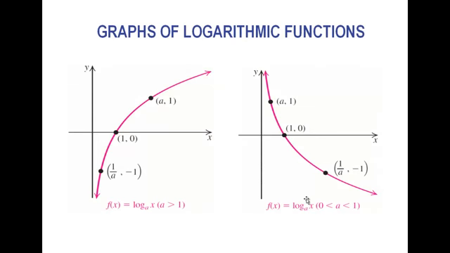Here's some typical graphs. Your standard log function when a is greater than 1 is on the left. The standard log function when a is in between 0 and 1 is on the right. You can see they both still pass through that point (1, 0). They both get asymptotically close to the y-axis, and they both have a range of all values.